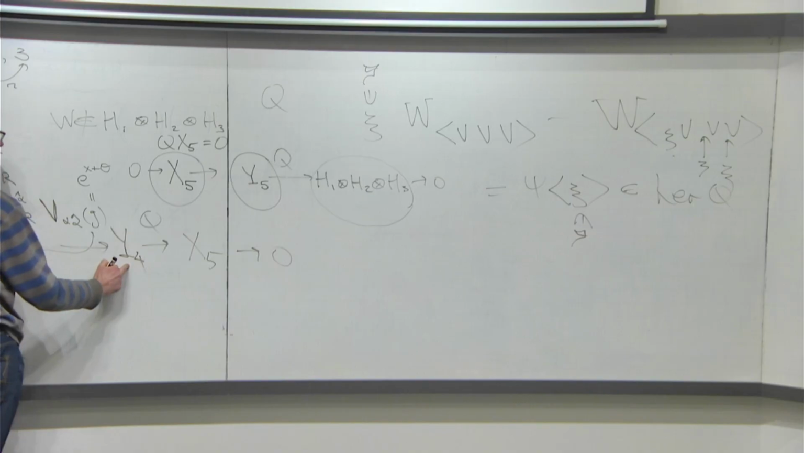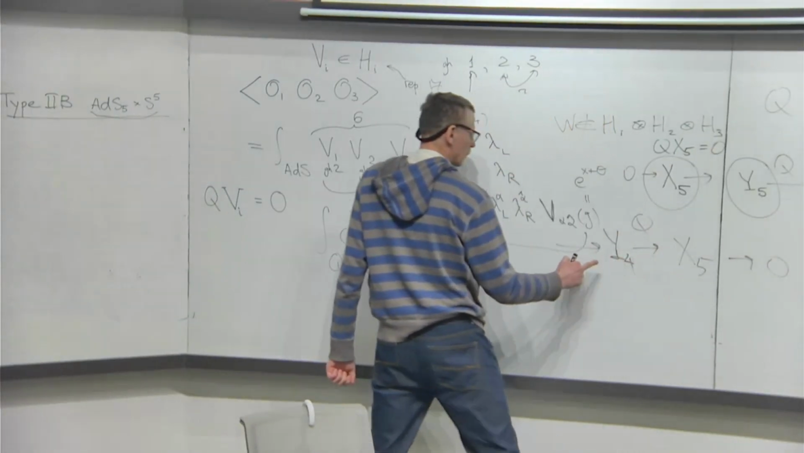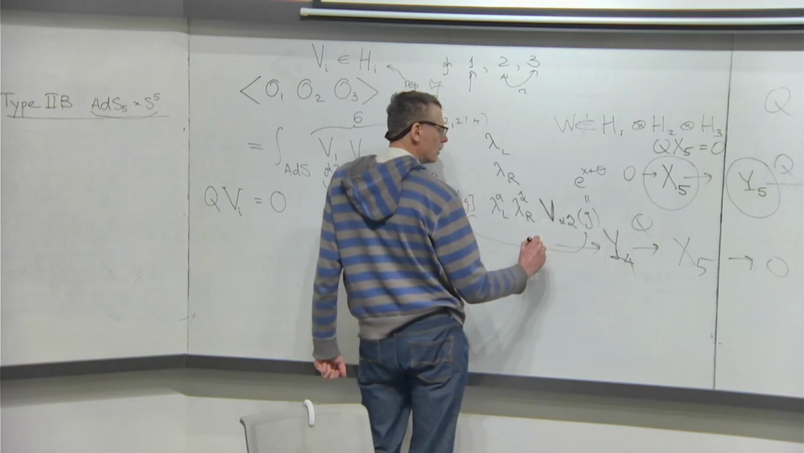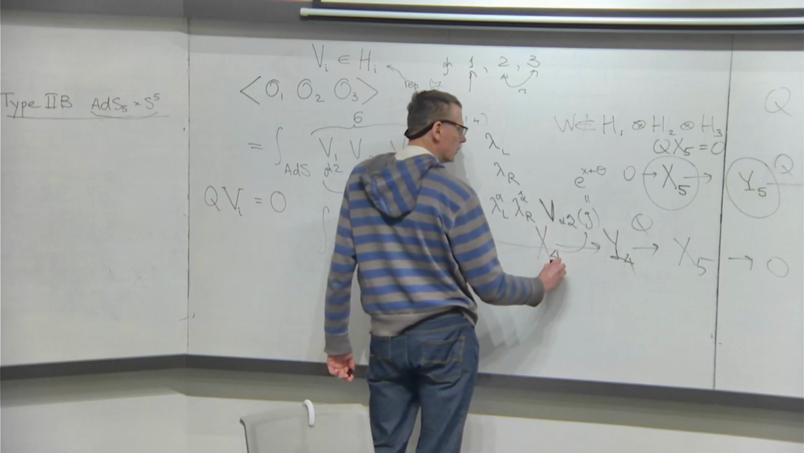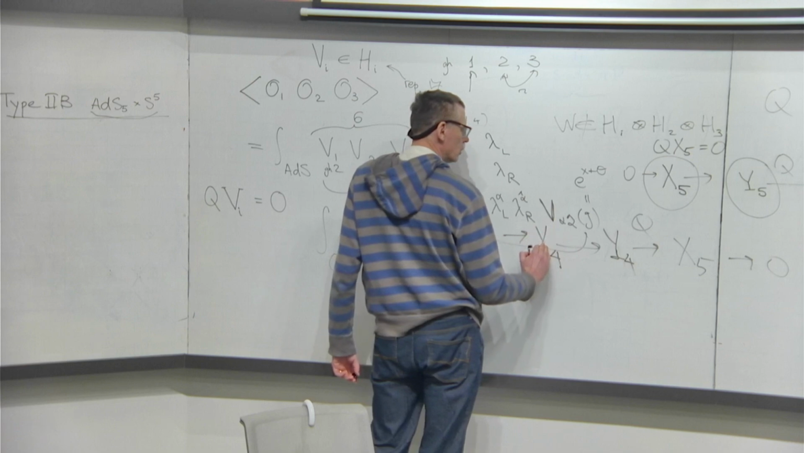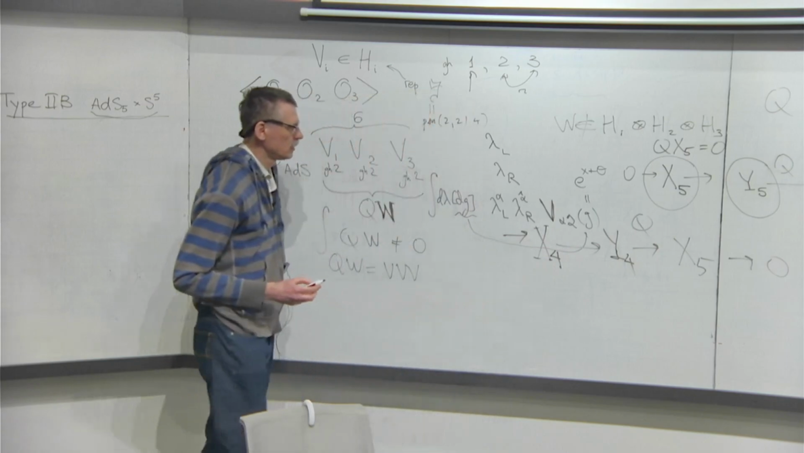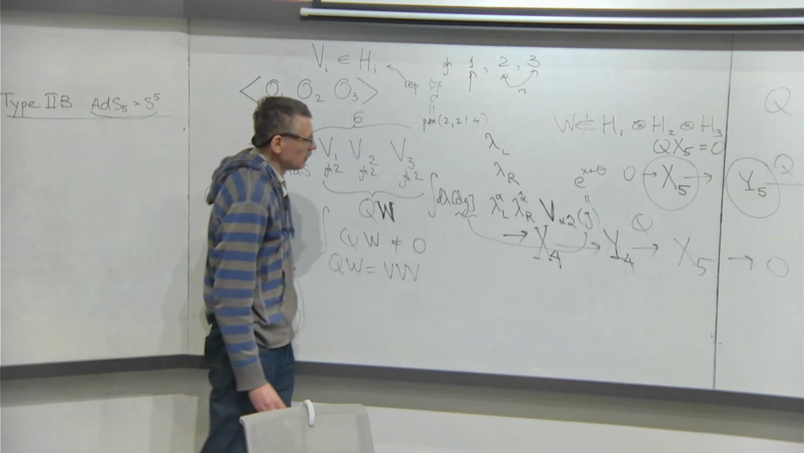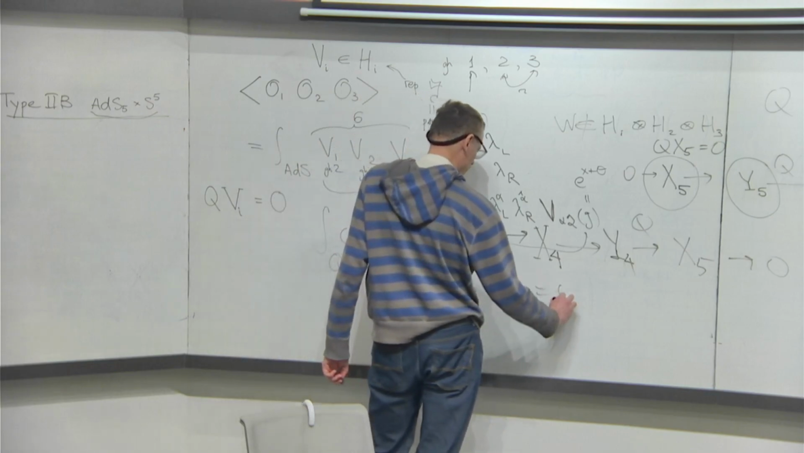There is some operator such that Q of y4 gives x4, but it is defined only up to something that is annihilated by Q. But there is no Biresty cohomology at Gauss number 5. So eventually, x4 is also Q of something.